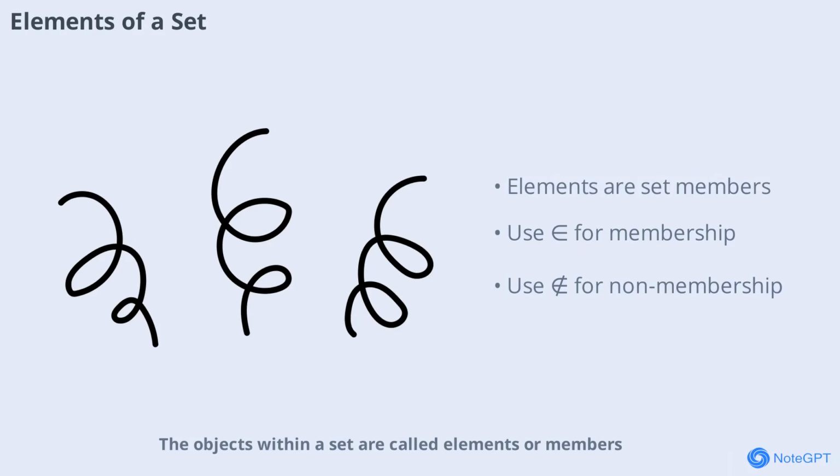Objects within a set are called elements or members. If an object belongs to a set, we say it is an element of that set. For example, in the set A = {1, 2, 3}, the number 2 is an element of A. We use the symbol ∈ to indicate membership. So we write 2 ∈ A. If an object is not in the set, we use the symbol ∉. This simple notation allows us to quickly express whether something is part of a group or not, which is very useful in mathematics and logic.